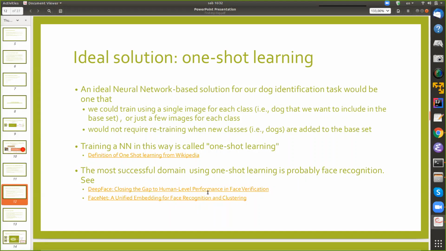You might read the papers here to know more, but you will also see that the systems that have been created using one-shot learning actually used millions of images to train the networks. So one-shot learning using just one image of a dog for training would not be feasible for the solution that I had in mind. For this reason, I had to think about something different.